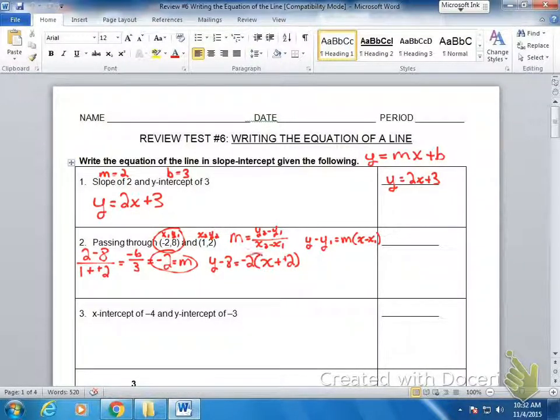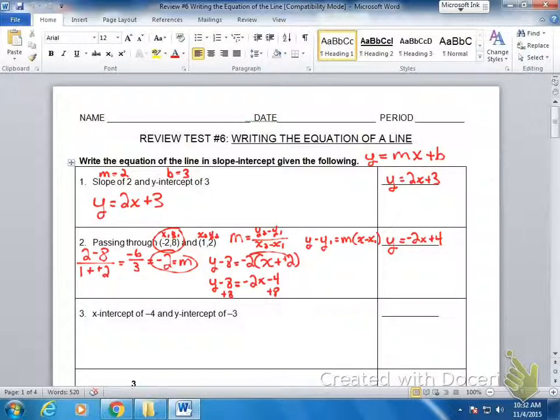Now I need to distribute my -2 over my parentheses. So I get y minus 8 equals -2 times x is -2x. -2 times 2 would be -4. All I have to do now is isolate y by adding 8 to both sides. When you do that, you get y = -2x, -4 plus 8 would be +4. So it takes a little bit of work, guys, but if you take it slow and in pieces, it's really not a tough problem. Let's look at number 3.